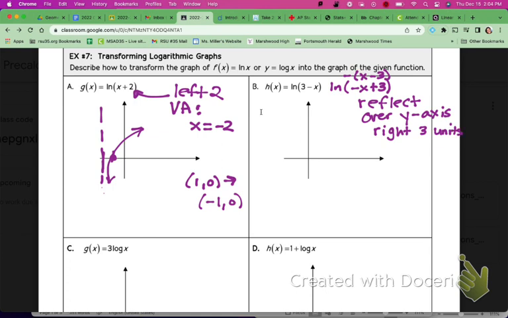So if I reflect my vertical asymptote over the y, it is unchanged. But now we're going to move it to the right 1, 2, 3 units. So now my vertical asymptote is going to be at x equals 3. 1, 2, 3. And then my point would be where? So if I had it at 1 and I reflected it over the y, it would put me over here at -1, 0. But then I have to shift it to the right 3, so 1, 2, 3. So now it's going to put me at 2, 0. And then there's our graph.